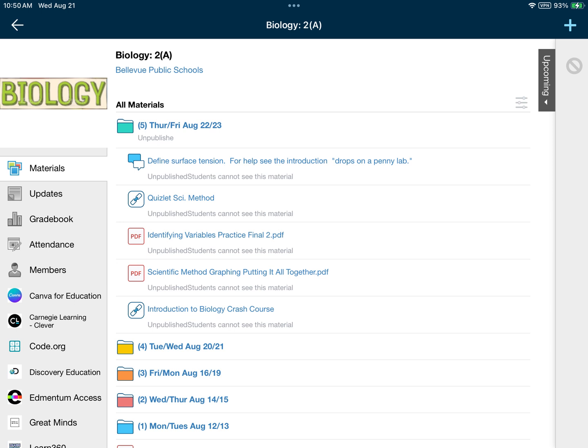I wanted to give you an idea of what we're going to be doing. If you take a look at the folder for today, it's folder number 5. The first thing I want you to do is answer the discussion board, define surface tension. If you need help with this, look at the introduction portion of the Drops on a Penny lab that we did last time.